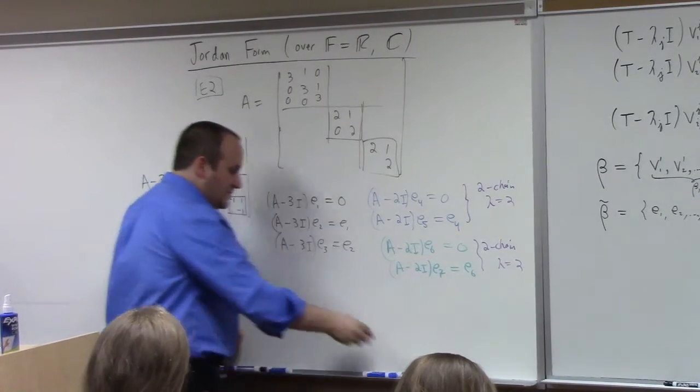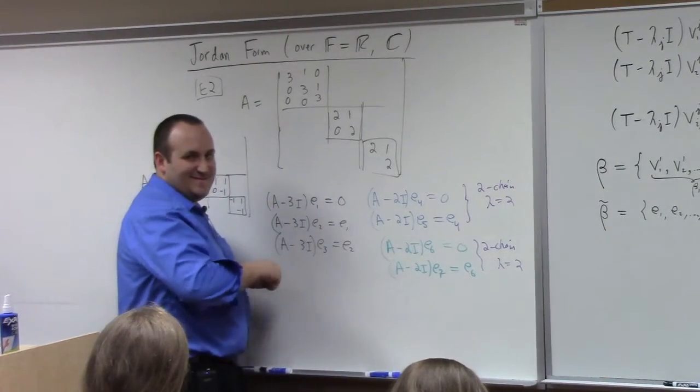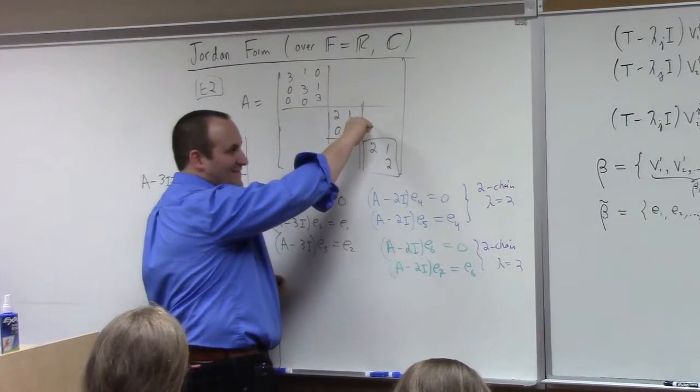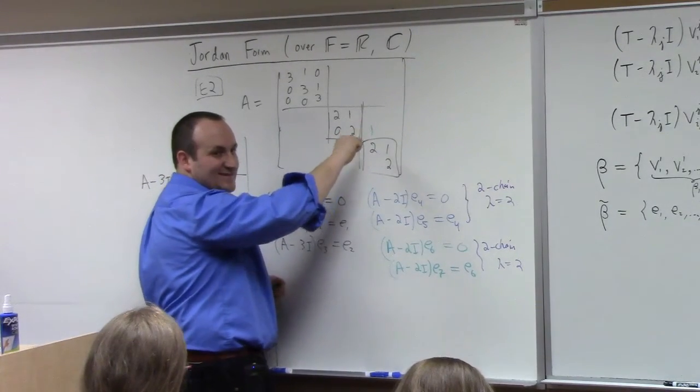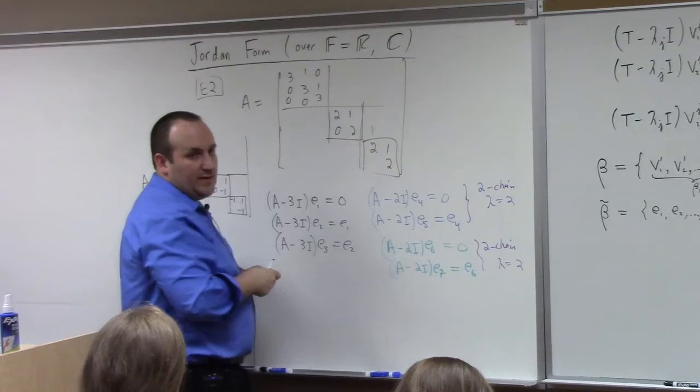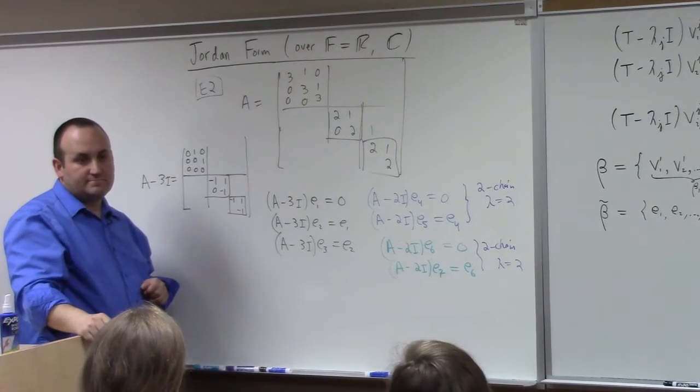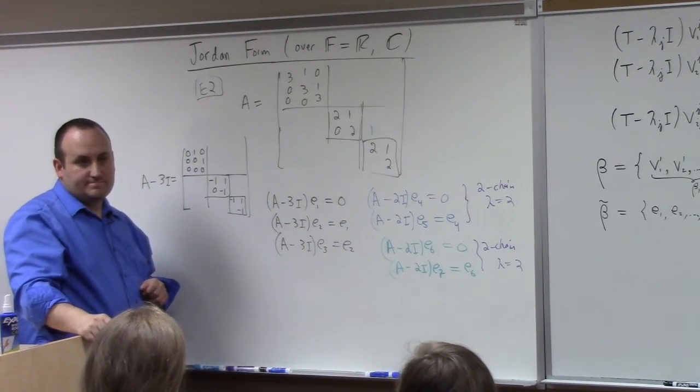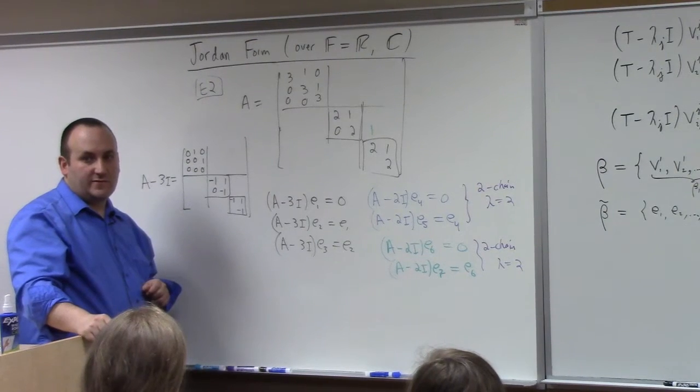If I do this, then the minimal polynomial is the characteristic polynomial, because I'd need an x minus 2 to the fourth to kill that piece.